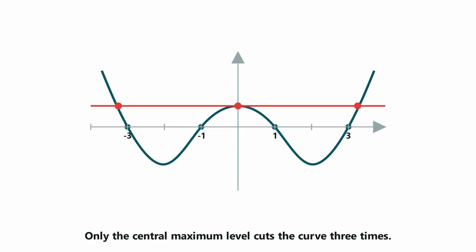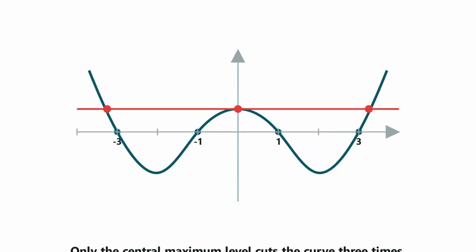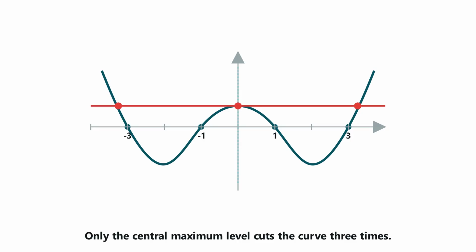At the central maximum level, the horizontal line crosses the left outer branch, touches the graph at the middle turning point, it's tangent to it, and crosses the right outer branch. That is 3 distinct real solutions. Any other horizontal line cuts 2 or 4 times. Therefore, there's exactly one real value of c that intersects 3 times, so the correct answer is B.